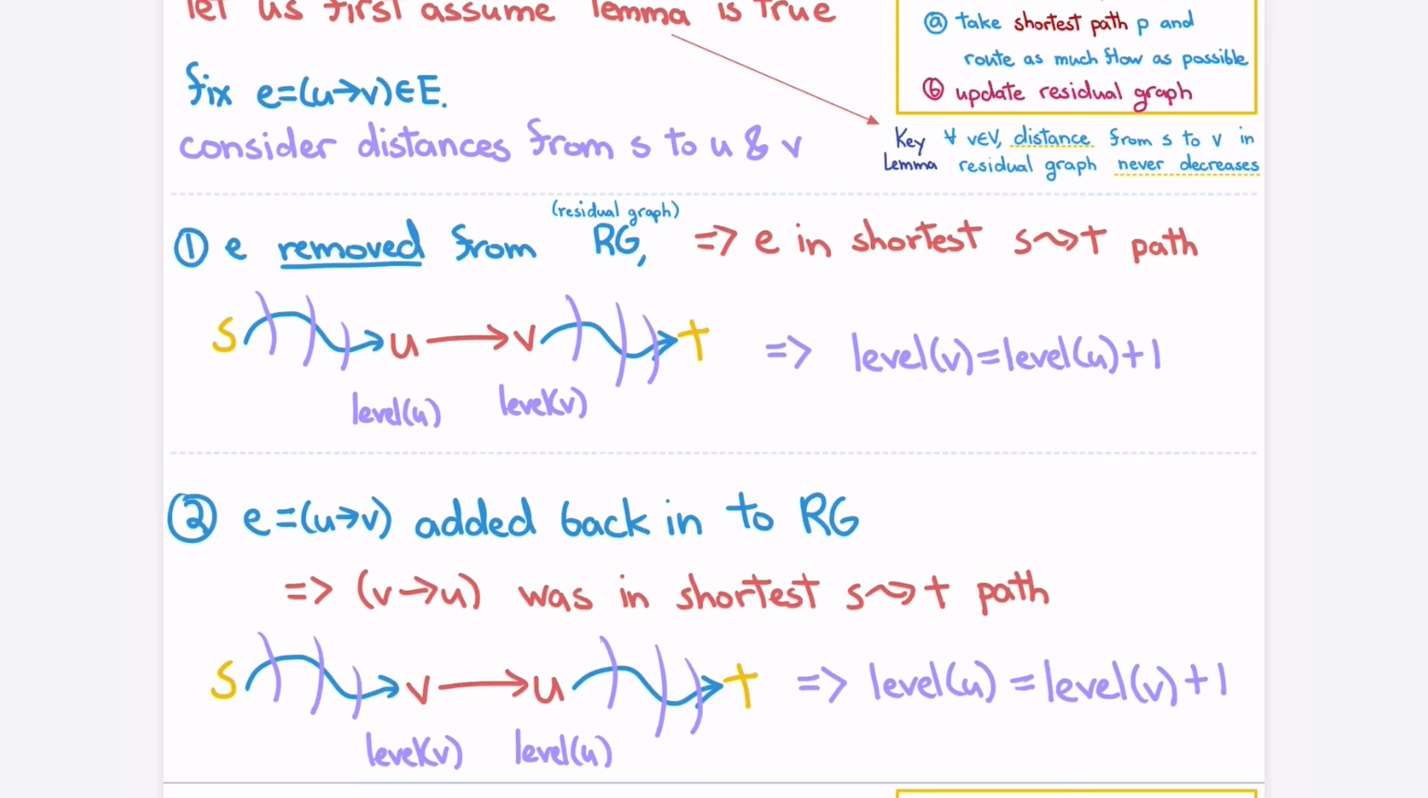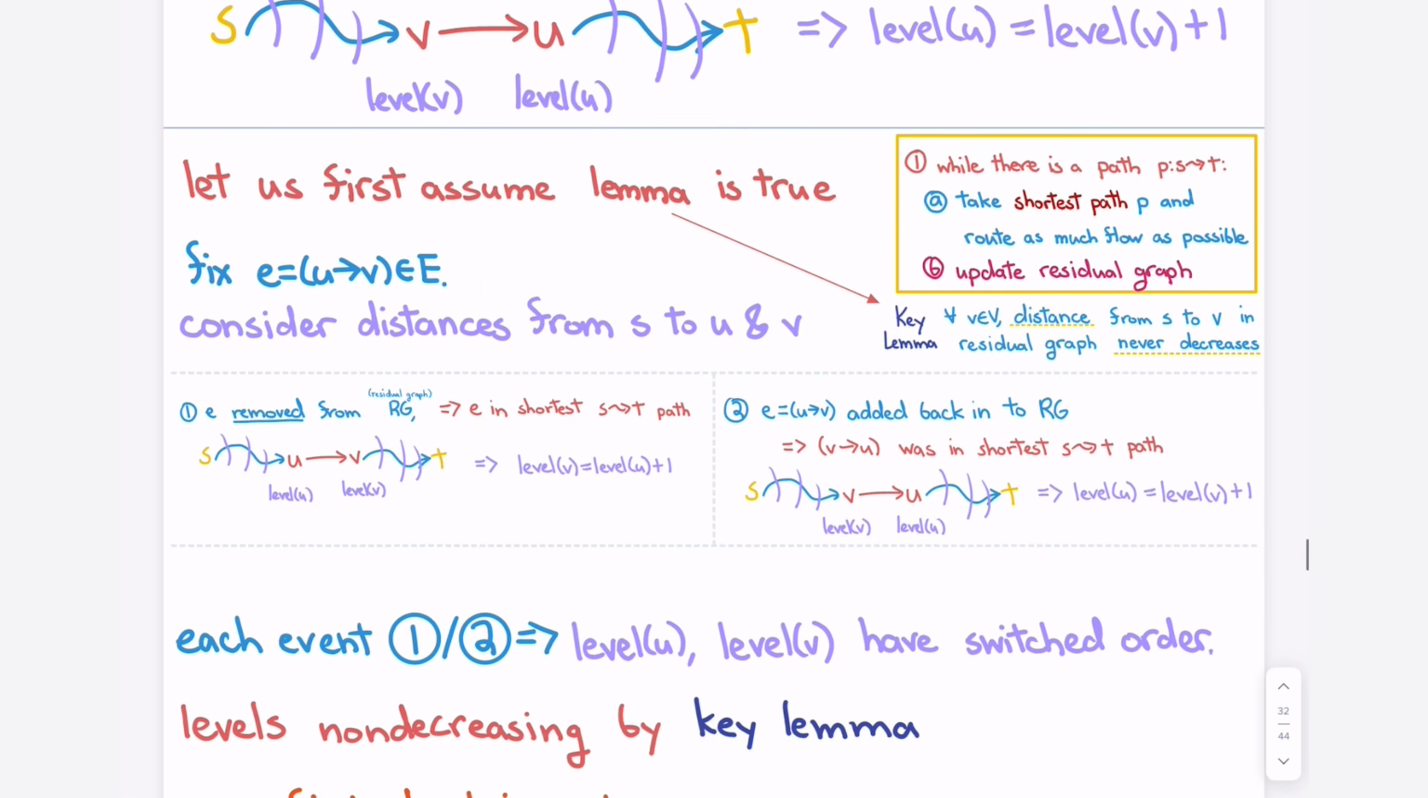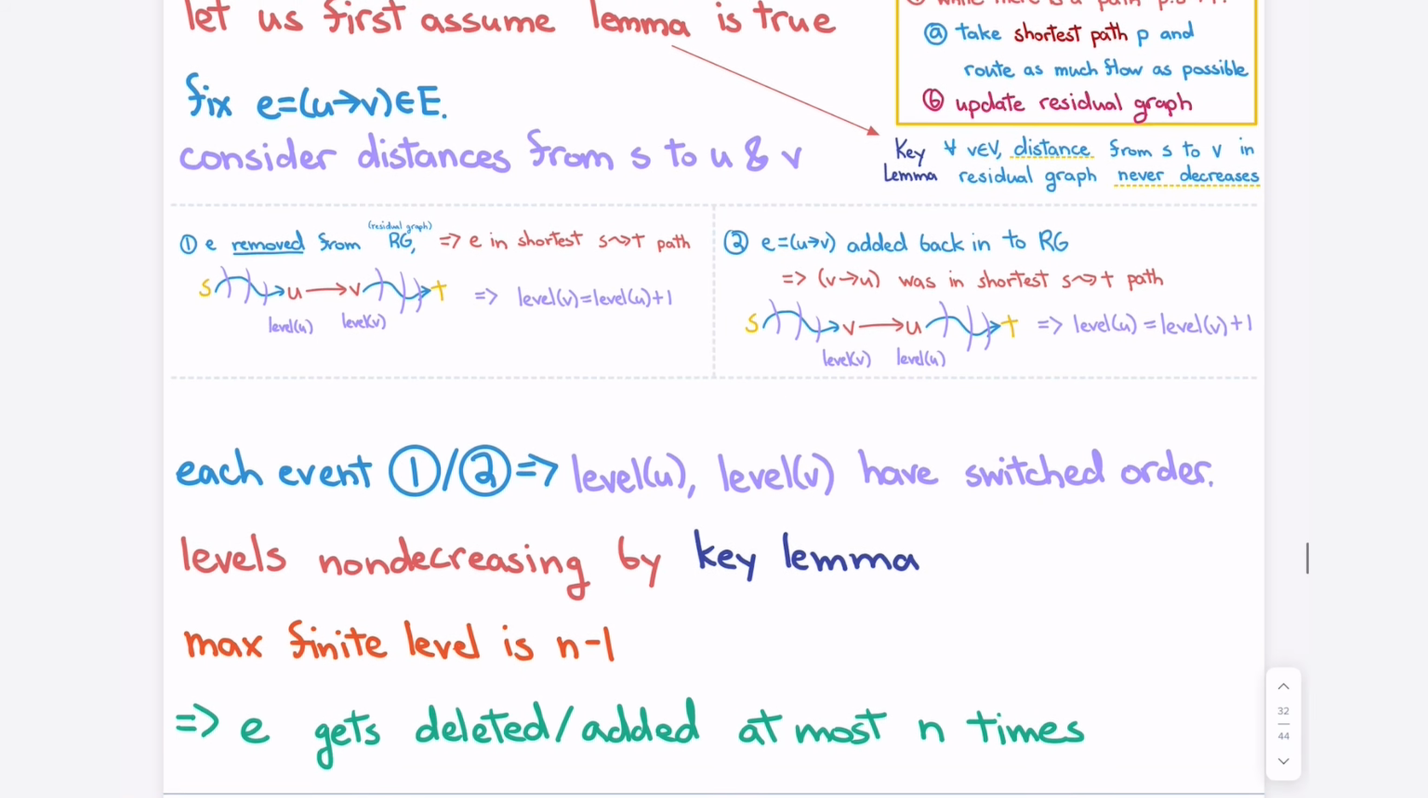Yeah, n minus 1 and then followed by infinity, right? So u can only go up so many times. So now I'm saying, every time the edge disappears, one of the endpoints went up, and each endpoint only goes up so many times. Okay. So if we put all that together, then I conclude that this particular edge is only going to get added, deleted and added from the residual graph n minus 1 times.